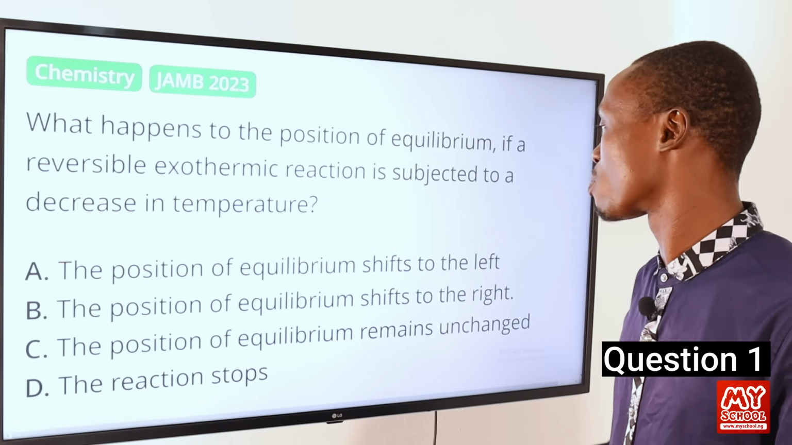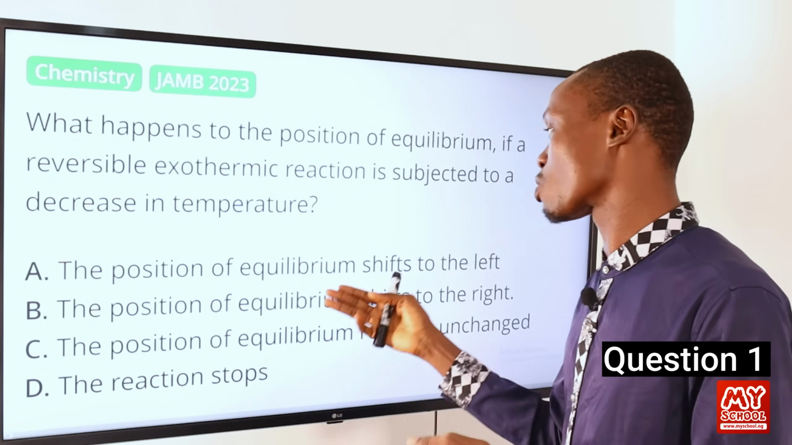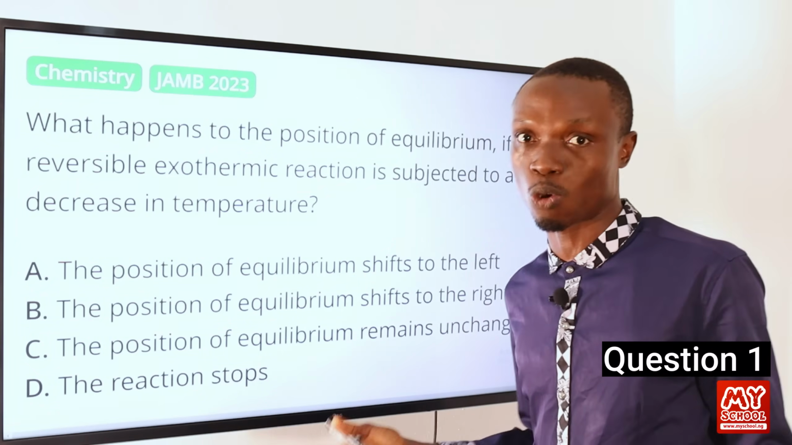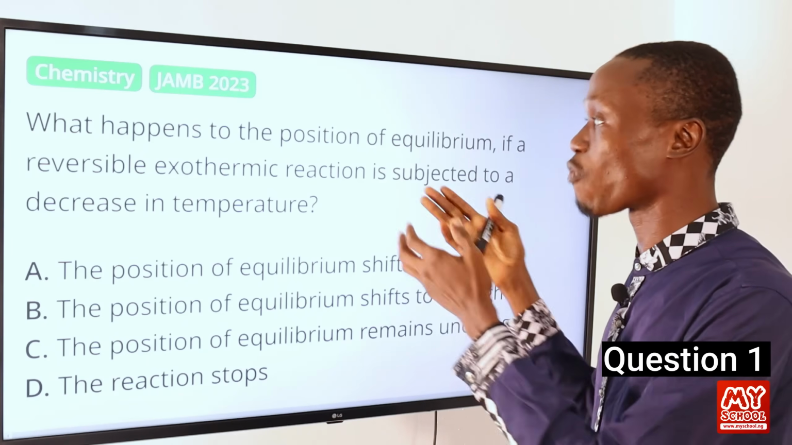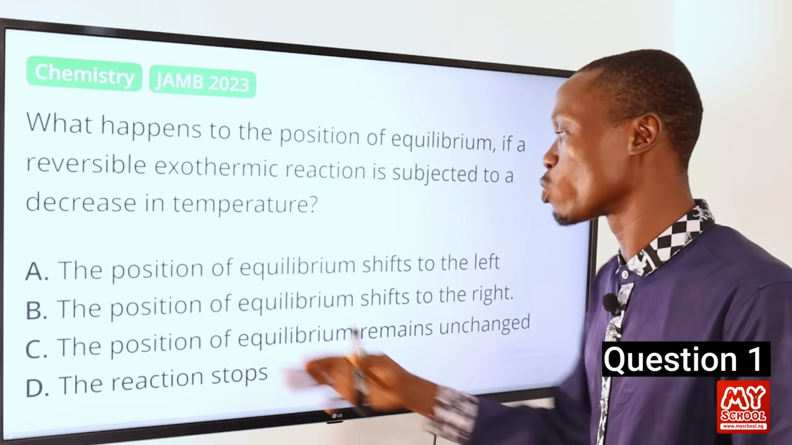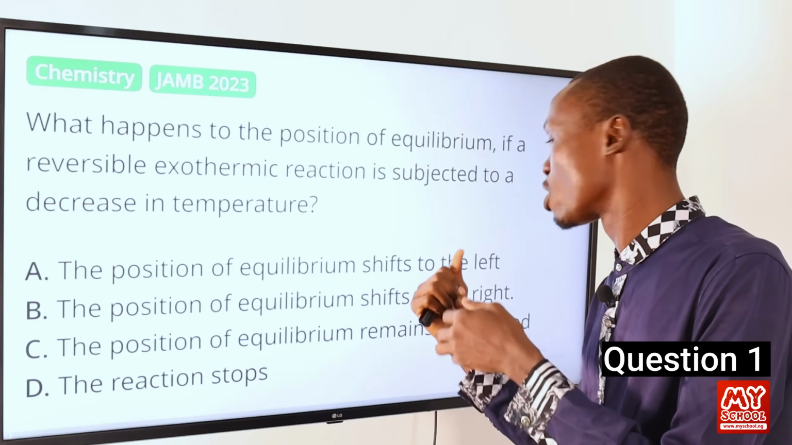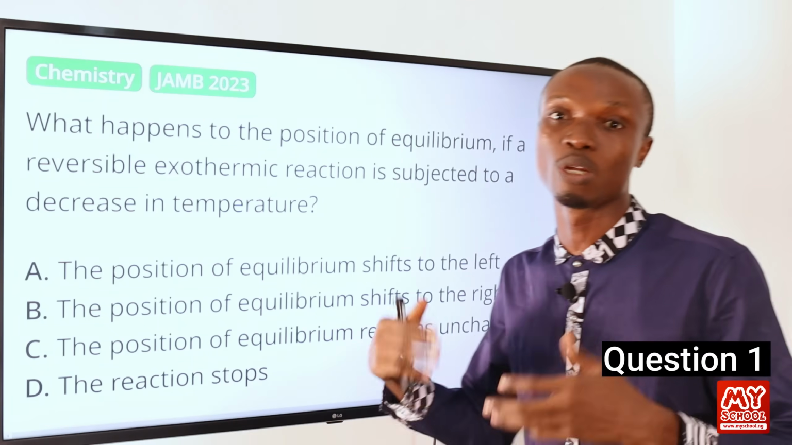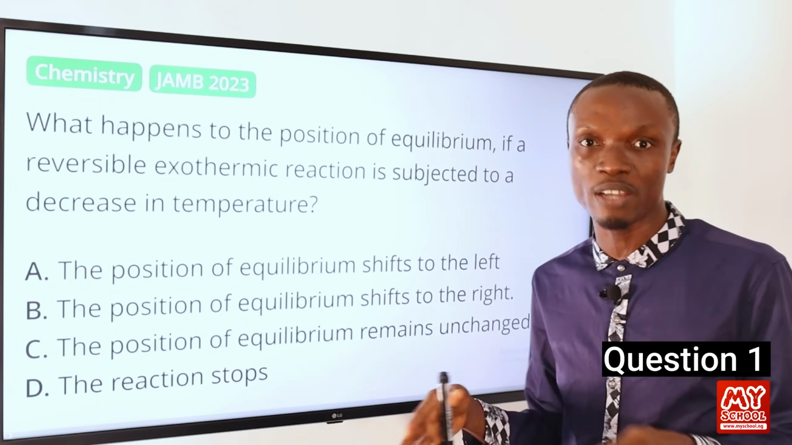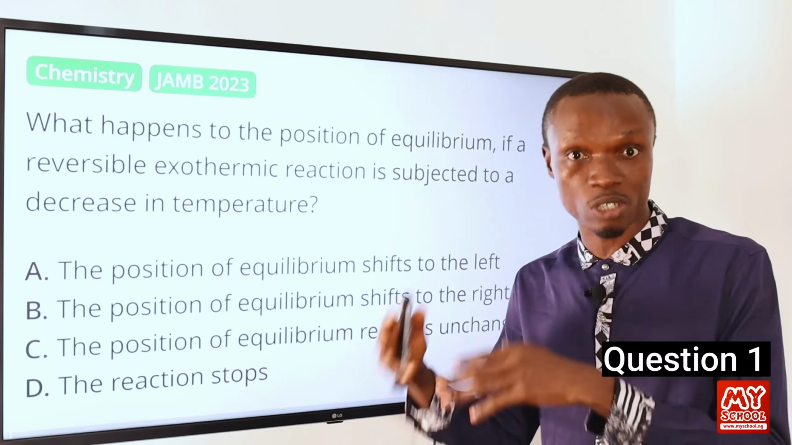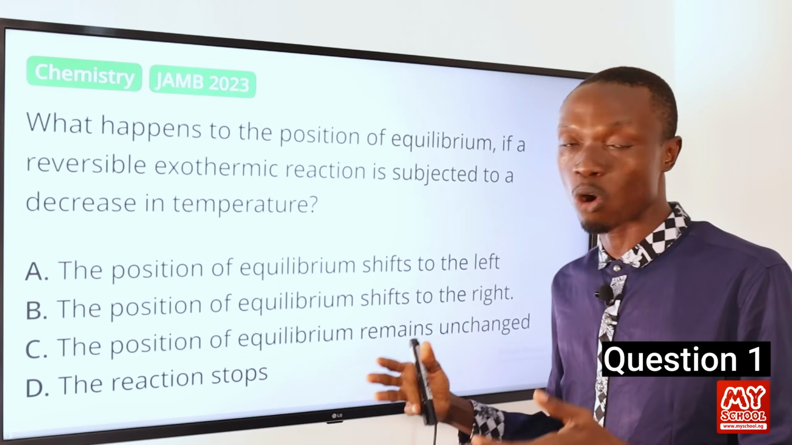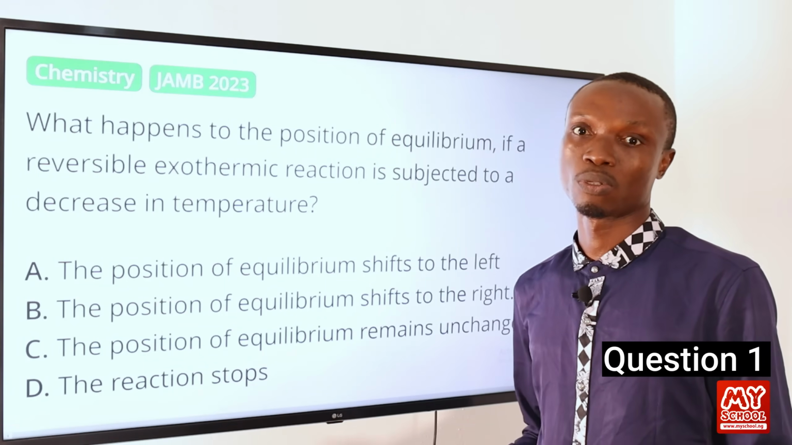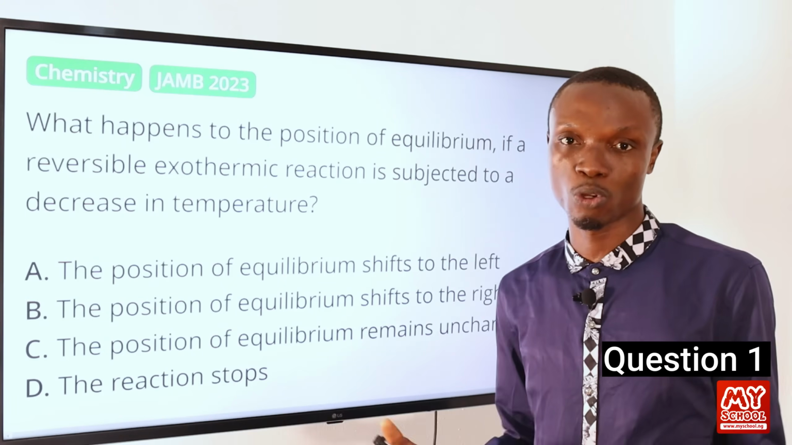Now, the position of equilibrium shifts to the left. Of course, the position of equilibrium shifts to the left if the backward reaction involves production of heat. But for this question, I think the forward reaction involves production of heat. So the position of equilibrium is going to shift to the right, because the forward reaction involves production of heat. According to Le Chatelier's principle, the system will adjust itself in order to annul the effect of this change in temperature. So option B is the correct option, since the forward reaction involves production of heat.